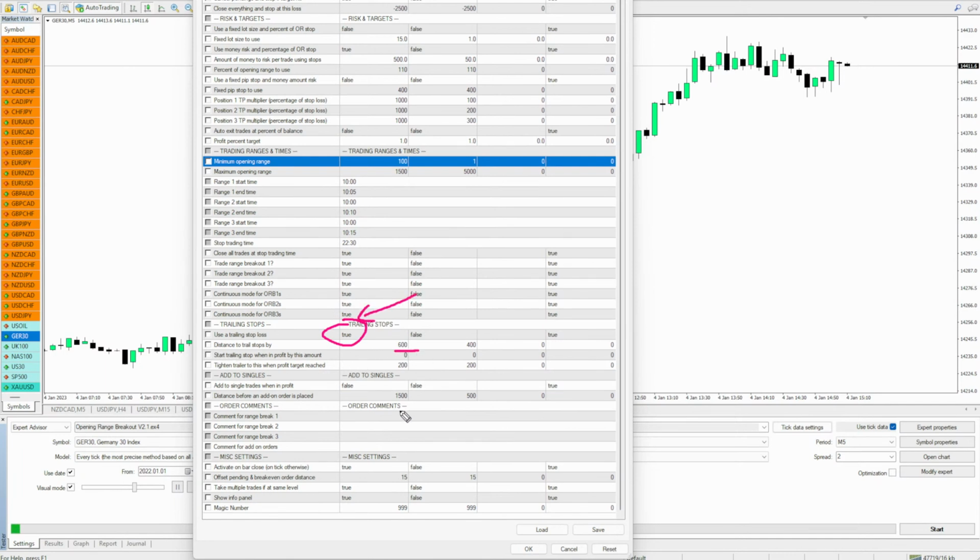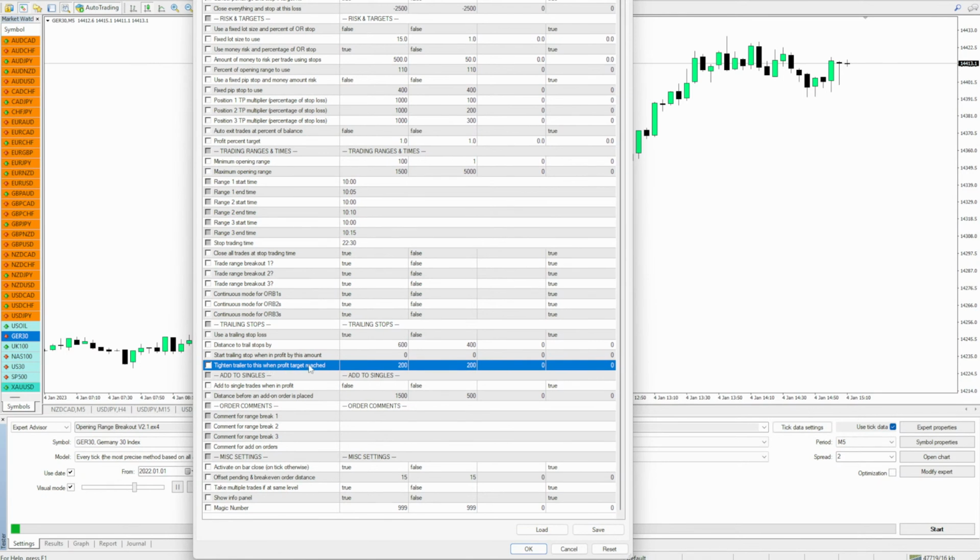Distance to start trailing stops is whatever you want it to be. Start trailing when in profit. That will, if set to 0, start trailing the stop immediately. Otherwise, it will need to be X in profit before it starts to trail. Again, this is all standard stop loss trailing stop stuff. You can look all this up if you don't know how to use trading stops.